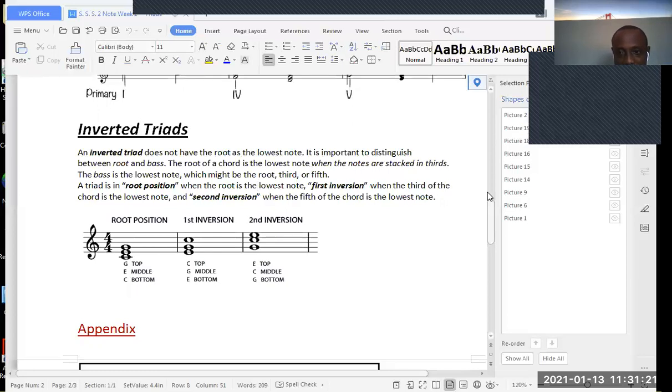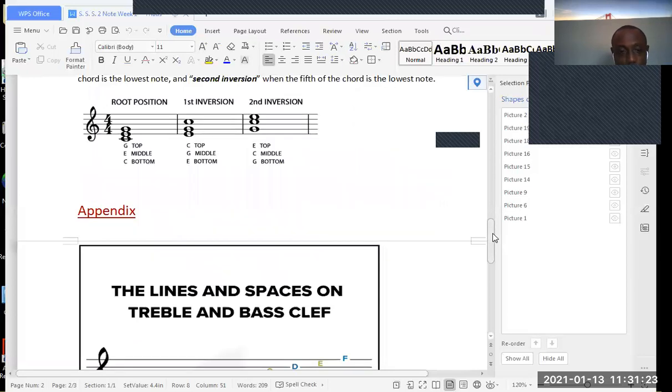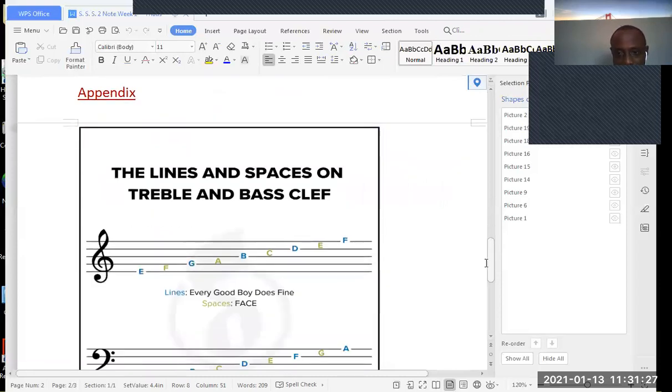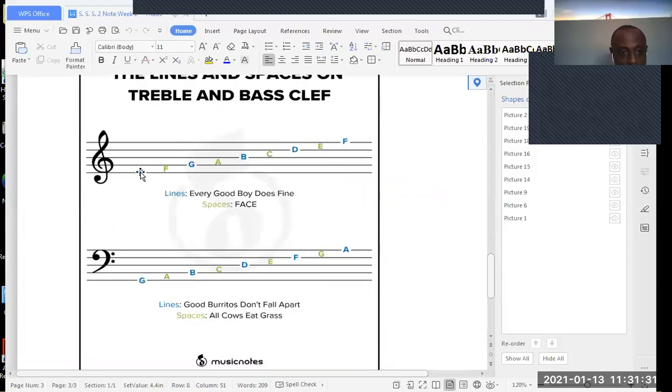So for clear understanding, and to remind you of the lines and spaces, we have the appendix here. The appendix, the lines and spaces. The treble clef is being used here. The bass clef is being used here. I hope it is clear. So that is that about this topic. Thank you.